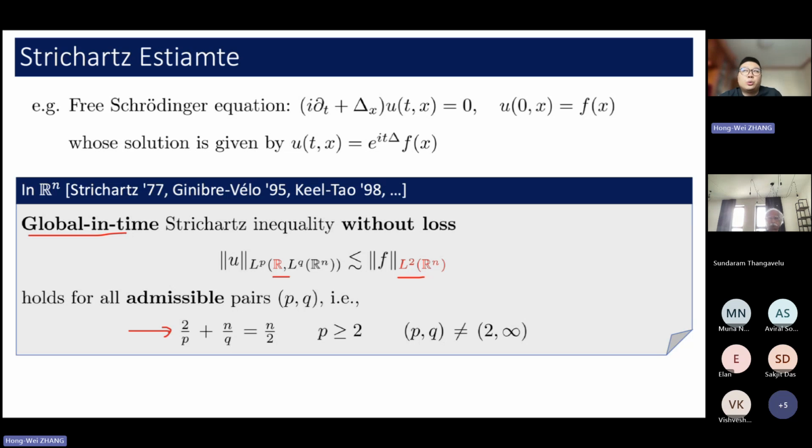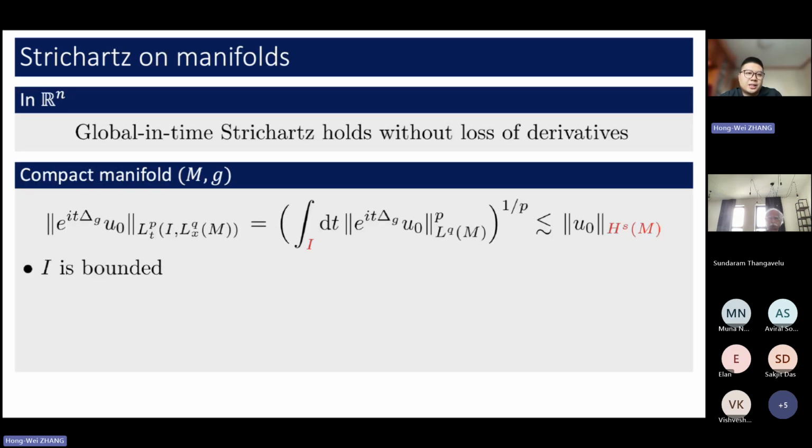But if we move to manifolds, the first thing we know is that on a compact manifold, the time interval cannot be all of R. It should be bounded, because this kind of thing is bounded by u0 in some norms independent of T. So you cannot integrate it over an unbounded time interval. So I must be bounded.